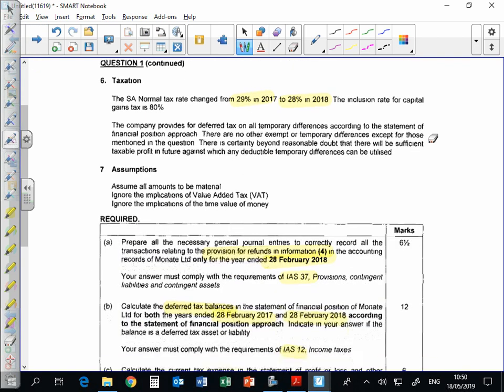Right, in terms of our taxation, we have 29 in 2017, 28 in 2018.